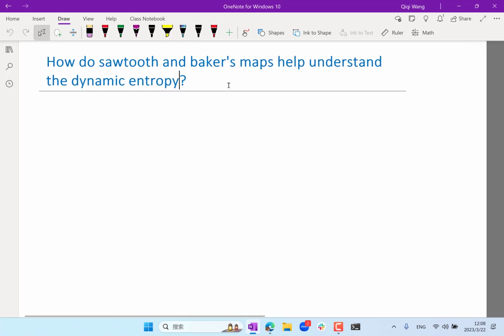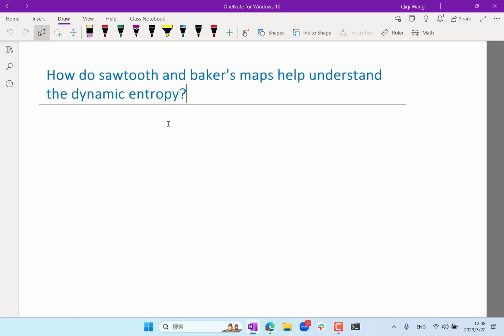Another interesting fact about the Sawtooth and Baker's map is about the dynamic entropy. So what is the entropy of a dynamical system? The entropy of a dynamical system has a definition that is quite similar to what we have for the dimension, but that's actually a little bit different. The entropy is a measure of the diversity of possible trajectories.